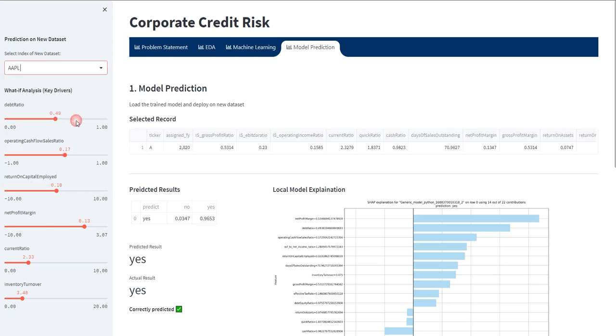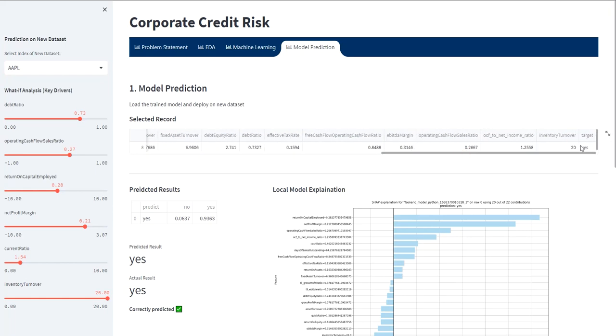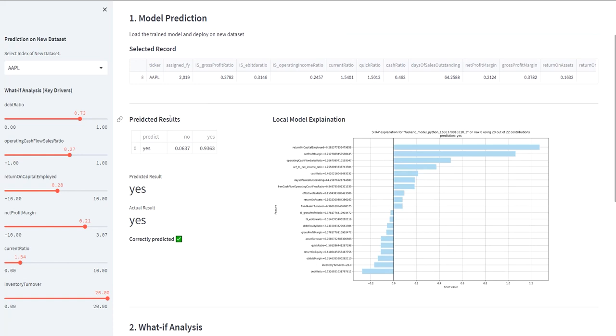Let's just use Apple as an example, because Apple is a company we all know, right? It is probably the AAA rating. The target is yes, it's an investment grade bond rating. And you can say, oh, this is the record of Apple, and the year is 2019, but just a showcase, right? This is in the test data. So first we can predict with the model, just ignore this for now.